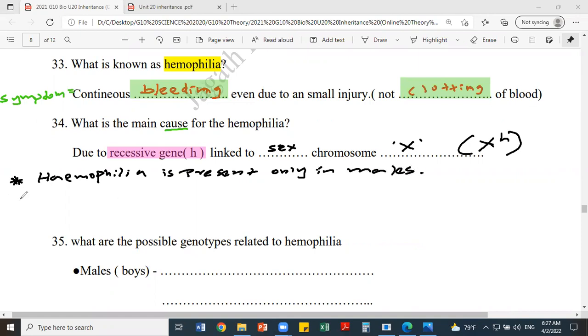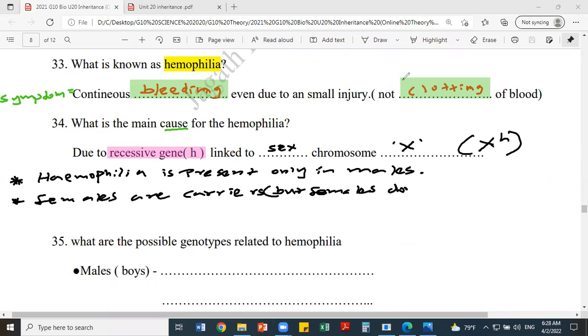That is one point. The other one you can write: females are the carriers of the disease. That means females will not get the disease. Females do not get the disease, but they are the carriers. You can write within brackets that they don't get the disease. Females are the carriers of the disease, or vector, but females do not get the disease. That means hemophilia is not present in females. Very important.